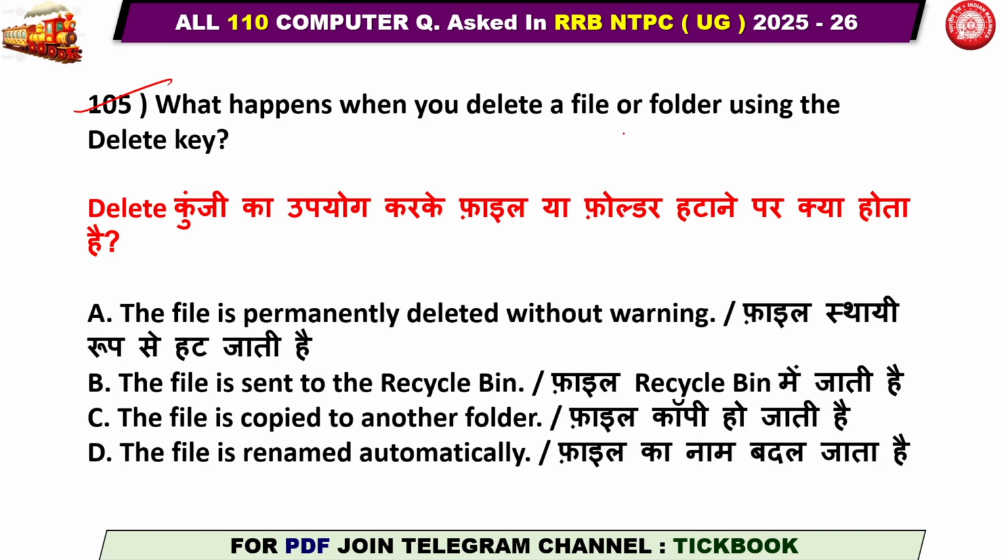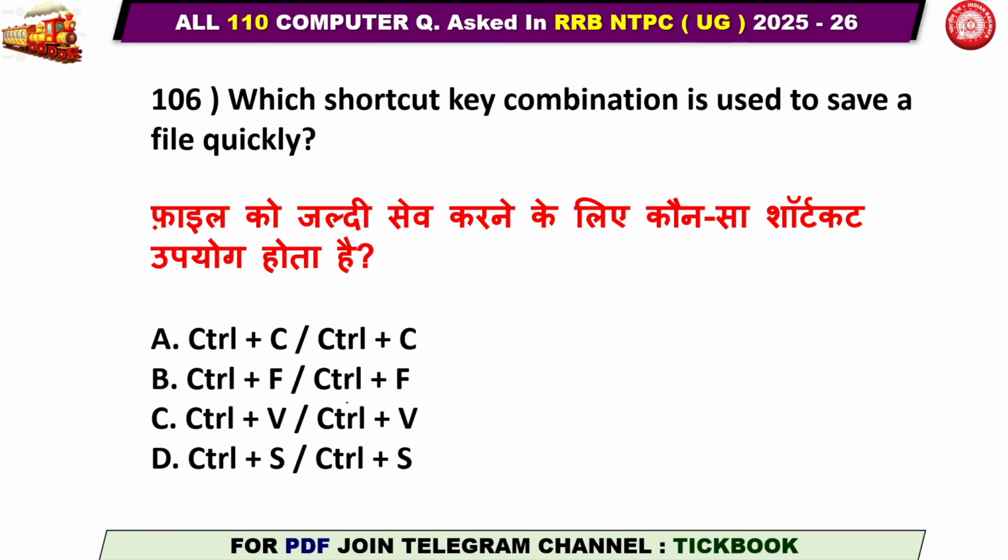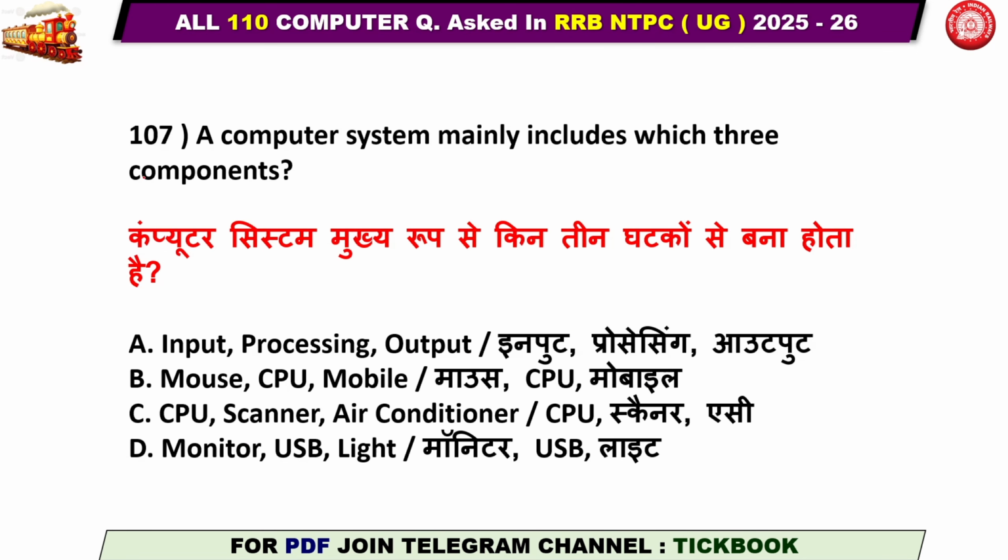105. What happens when you delete a file or folder using the delete key? Option number B, the file is sent to the recycle bin. 106. Which shortcut key combination is used to save a file quickly? Option number D, Control plus S. 107. A computer system mainly includes which three components? Option number A, input, processing, output.